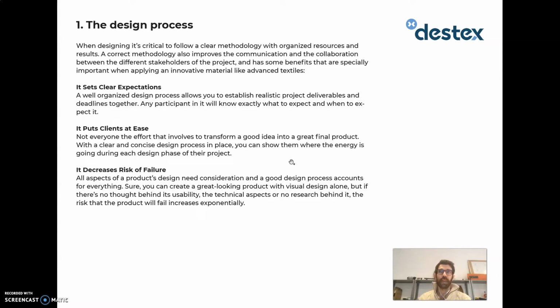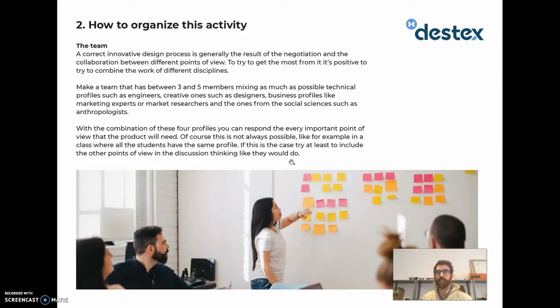The first one is that it sets clear expectations in every stage and at the end of the project. It puts clients at ease, and it decreases the risk of failure, something also really important because when designing we don't know for sure that we are going to achieve the result we want, so we minimize risks following a methodology like this one. In terms of how to organize this activity, it needs a team.